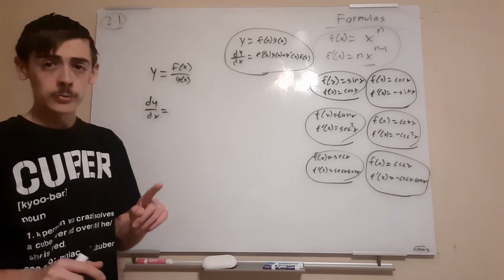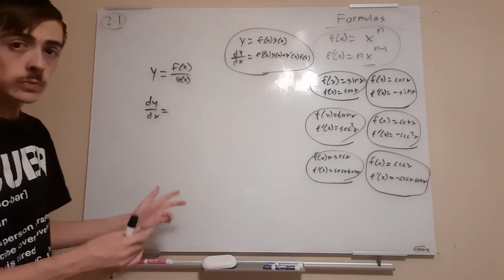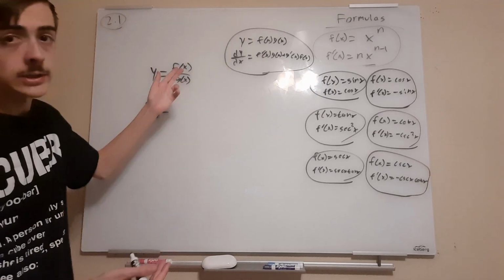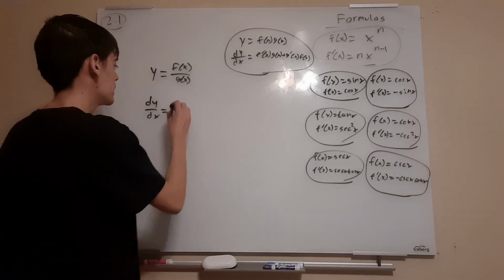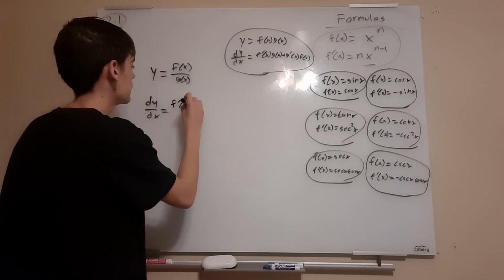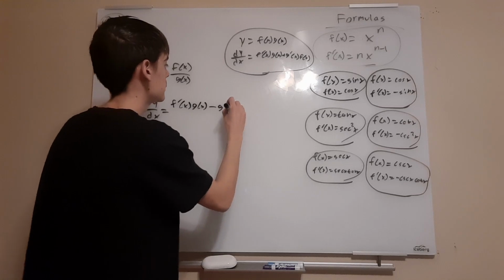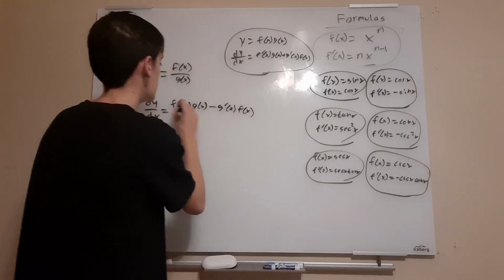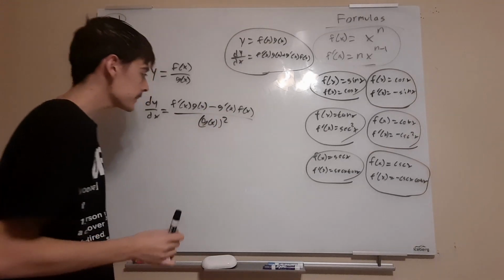Okay, there is one more formula we learned in Unit 2, Lesson 1, and that is going to be called the quotient rule. So what if we had y equals f of x over g of x? In order to solve this, our new formula is going to be f prime of x times g of x minus g prime of x times f of x, all over g of x quantity squared.